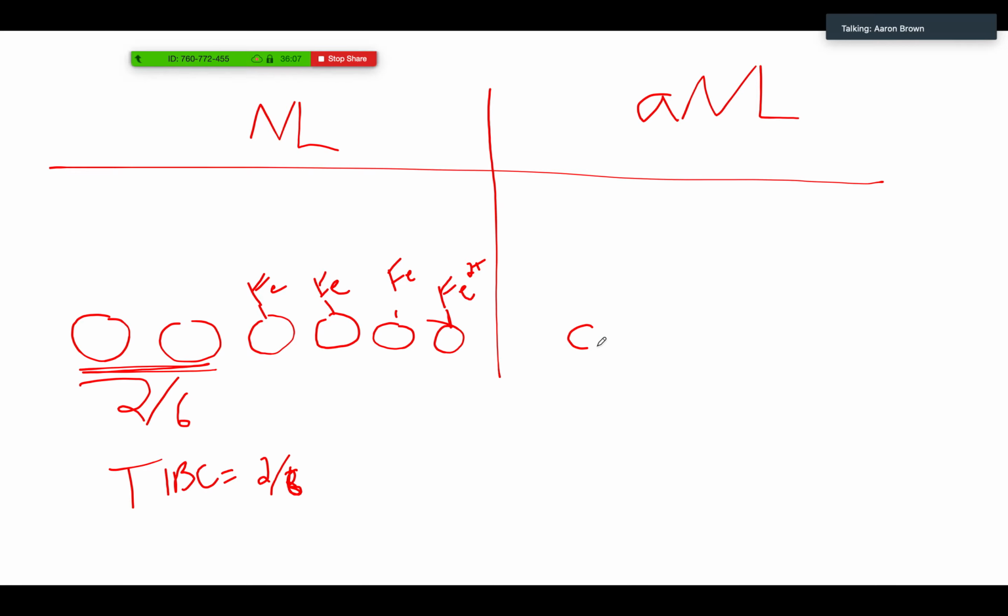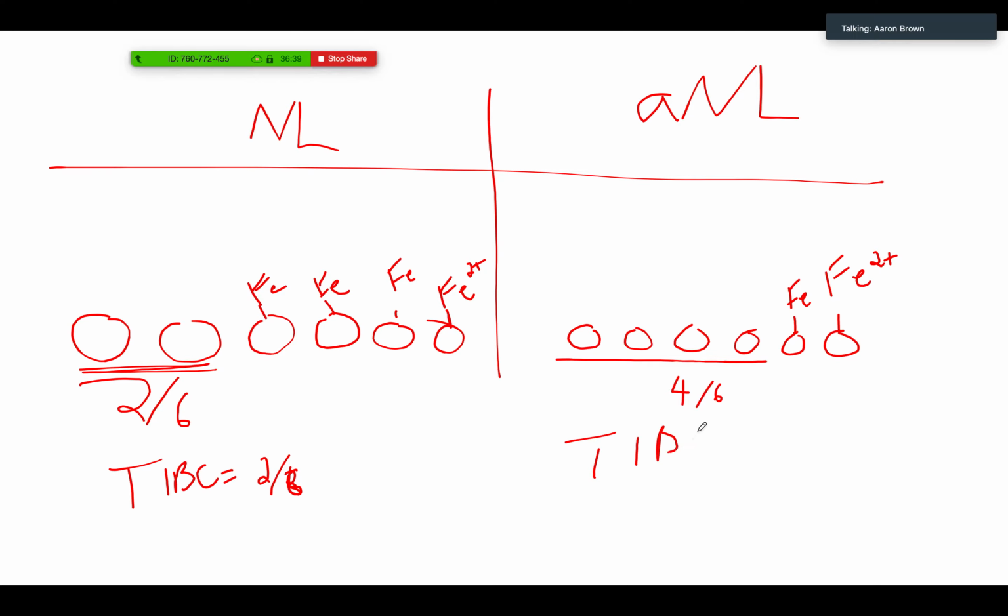So for our abnormal, we're going to have the same number of proteins, our transferrin proteins, which carry iron in the blood. However, these abnormal patients do not have any iron. They haven't eaten any iron in their diet, or they've had blood loss, and they've lost iron in that way. And so they only have iron bound to 2 of these transferrin molecules. So their ability to bind iron is 4 out of 6. So their total iron binding capacity is going to be 4 out of 6.